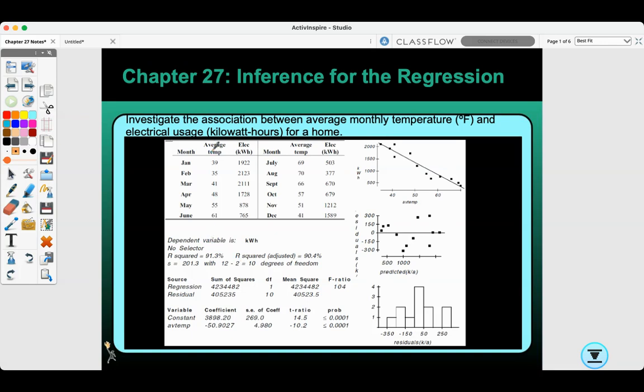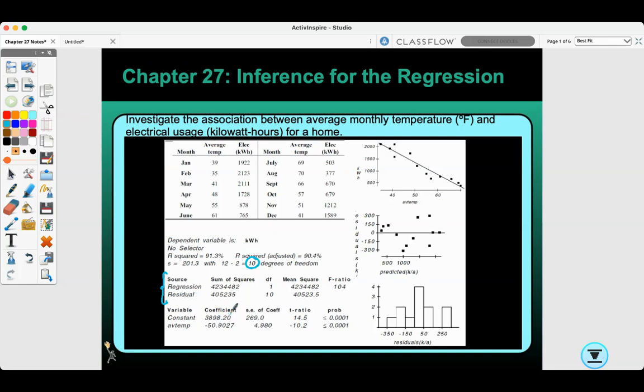And then we have our data here. And then let's talk about what we have. They give us R squared, which is 91.3. Here's our degrees of freedom, which is 10. S is the standard deviation of the residuals. We're going to skip this information here because we don't need to use it in our problem, but we're going to talk about this information down here.